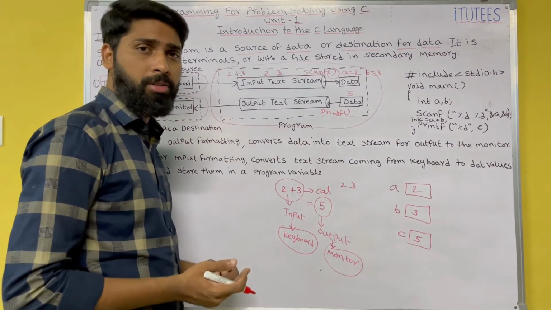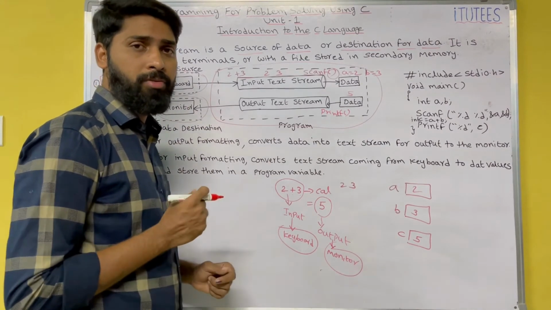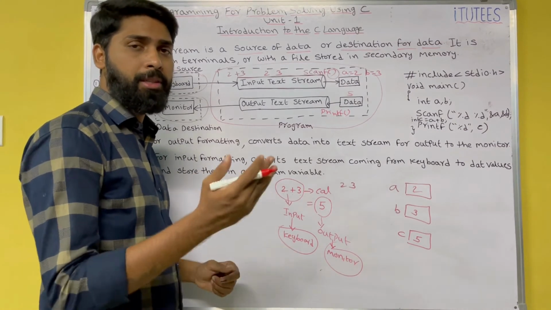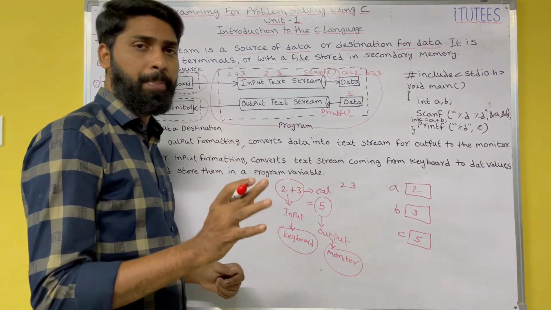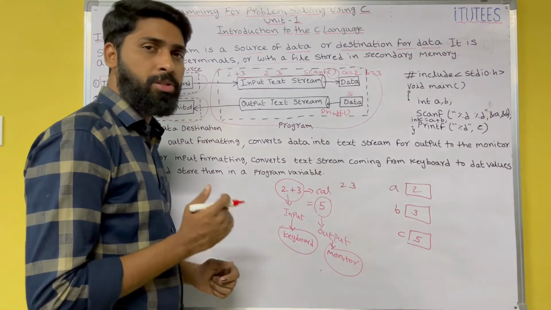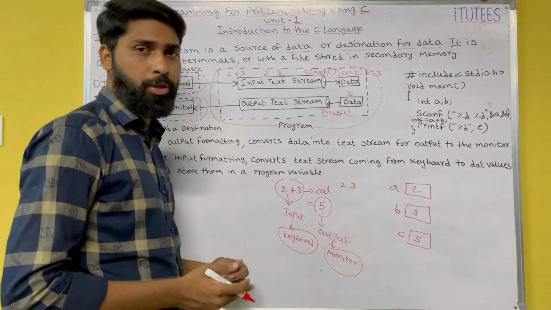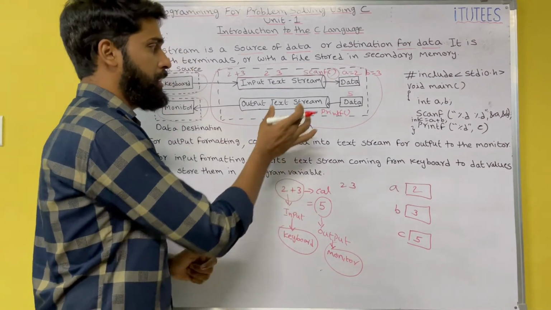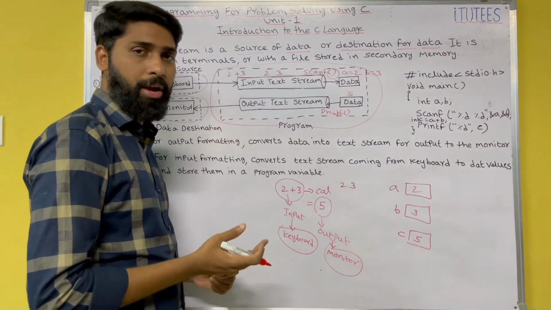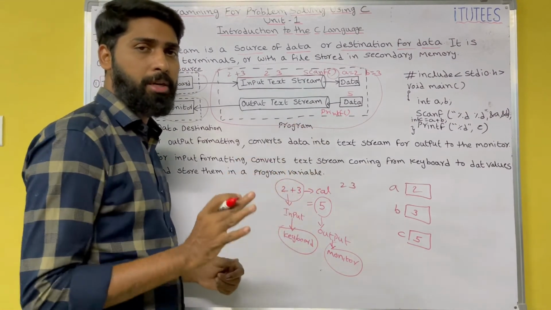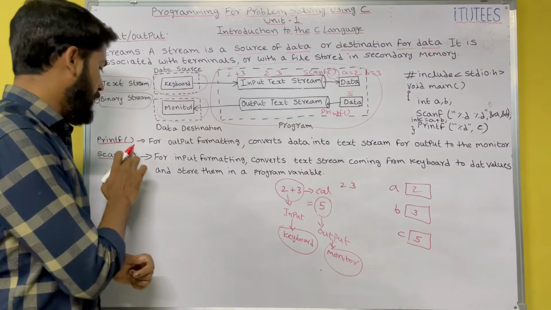You can answer yourself how you can read the values from the keyboard by using scanf, and how we can print the message on the monitor by using the printf function. These two functions we are going to use repeatedly in our future programs. So remember this: scanf is used to read the values from the keyboard, and printf is used to print the message on the monitor.